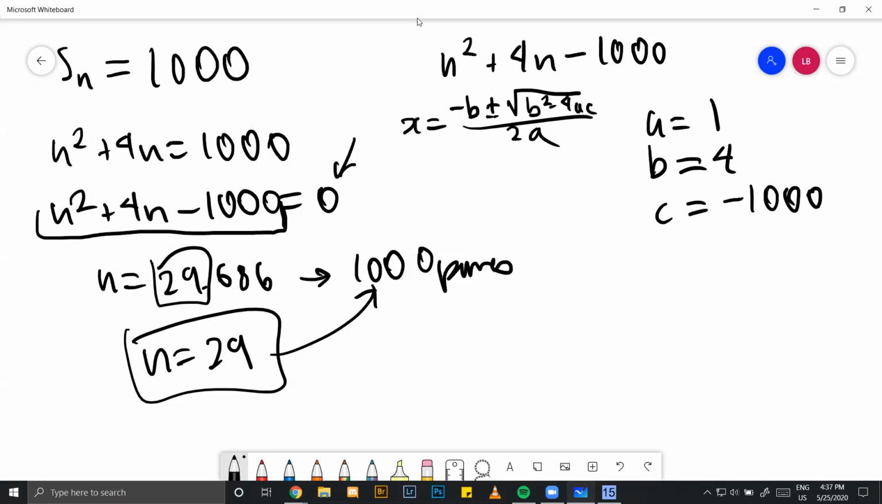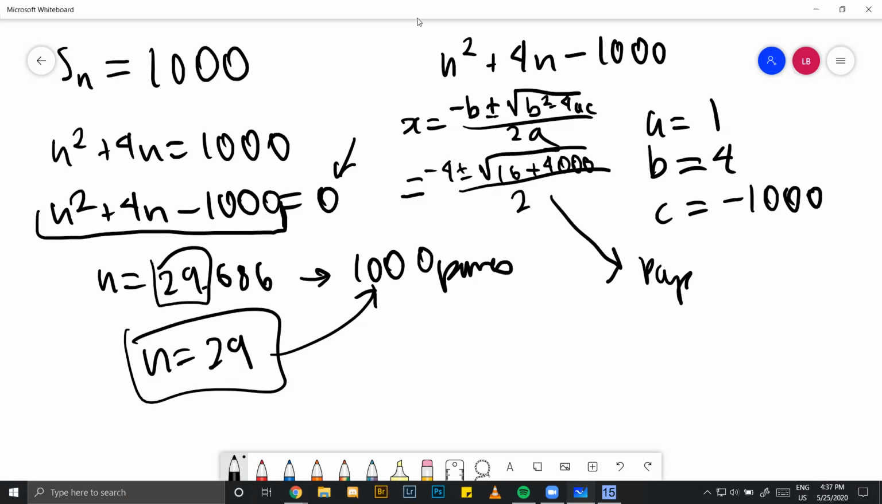Again, that's in your formula booklet, which is going to be equal to negative 4 plus or minus square root of 16 minus 4 times ac. So that's minus, that's going to be plus 4,000 over 2a, which is just 2 because a is equal to 1. And then you can go ahead and try to simplify this all the way, but that's only for paper 1, not for paper 2, because it gets much longer.